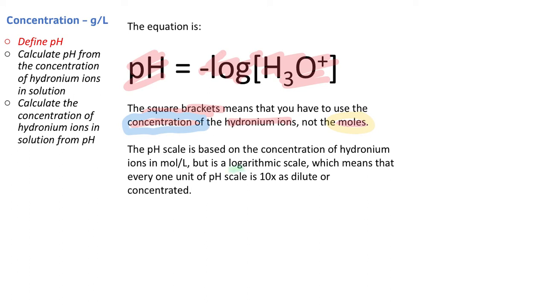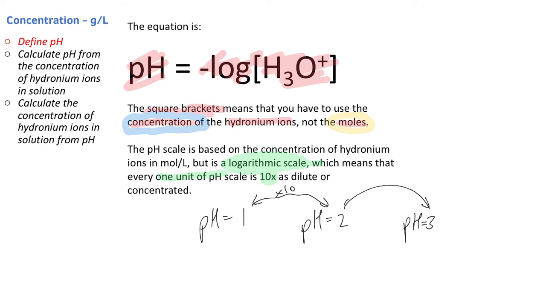pH is a scale based on the concentration of hydronium ions in moles per liter, but it is a logarithmic scale. That means it changes by a factor of 10 for every 1 unit of the pH scale. For example, going between a pH of 1 and a pH of 2, it is 10 times more concentrated or 10 times more dilute. If I go to pH 3, that's another times 10. So going from 1 to 3 is a times 100.